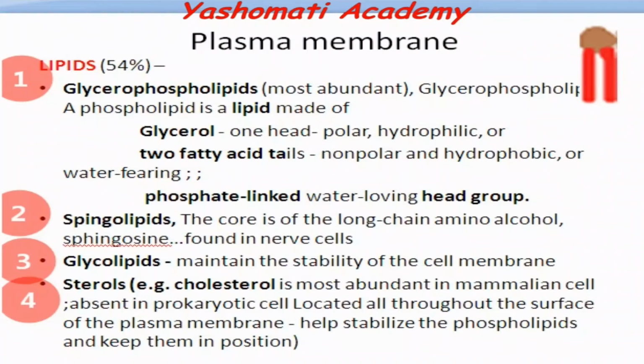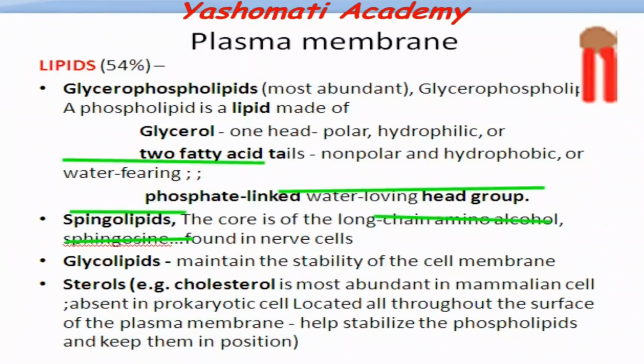The third type of lipids is glycolipids. Glycolipids maintain the stability of the cell membrane. And the sterols, the most commonly abundant sterol present in the plasma membrane, is cholesterol, which is present in the mammalian cell, that means in mammals, whereas it is absent in prokaryotic cells. So you can remember this difference: as compared to mammalian cells which have cholesterol, prokaryotic cells don't have sterols in them. These sterols are present all through the surface of the plasma membrane. They also help in stabilizing the phospholipids, keeping them in position.